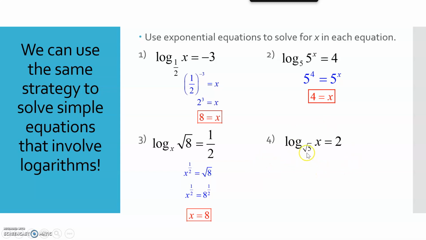Last example, base root 5, exponent of 2 equals what? Well, we've got inverse operations right here, and the square root of 5 squared is just 5. So this is going to be a really handy strategy, rewriting logarithms as exponentials throughout the rest of the unit.